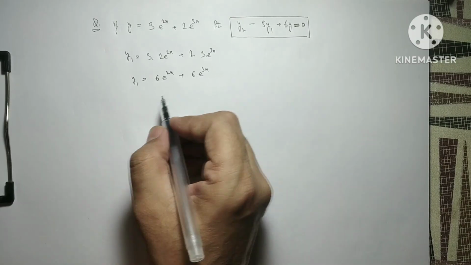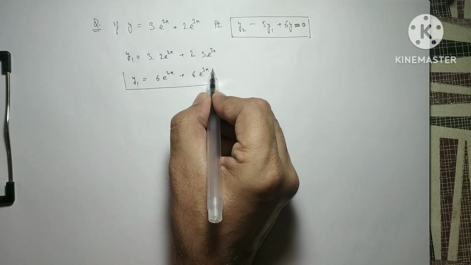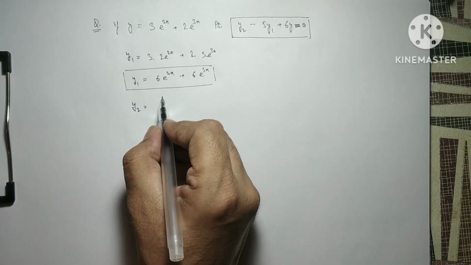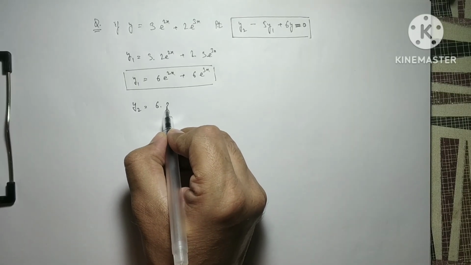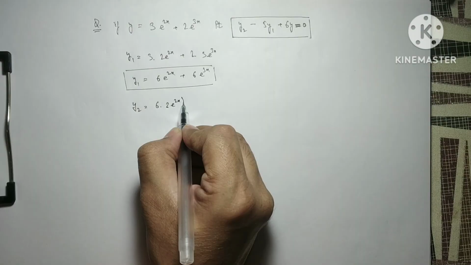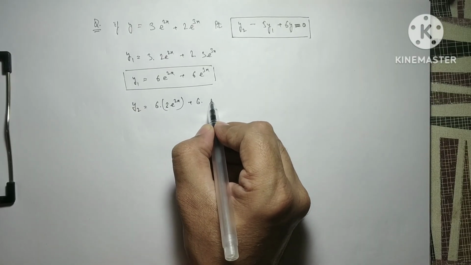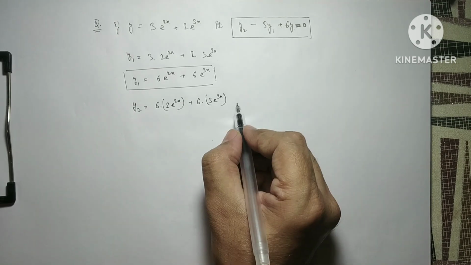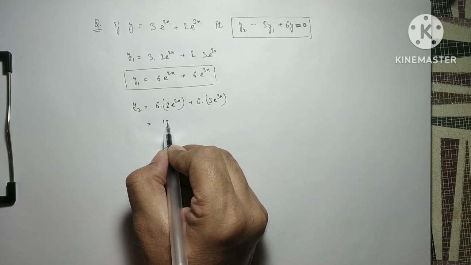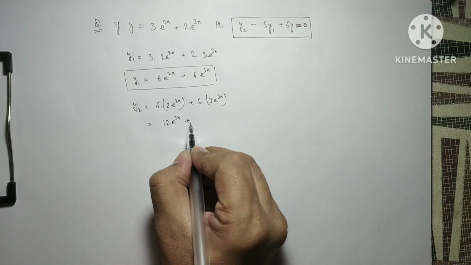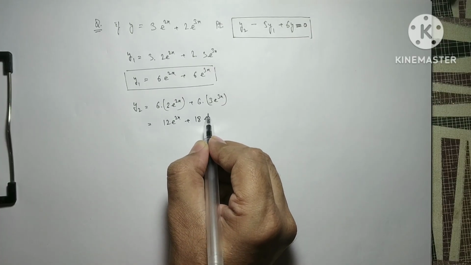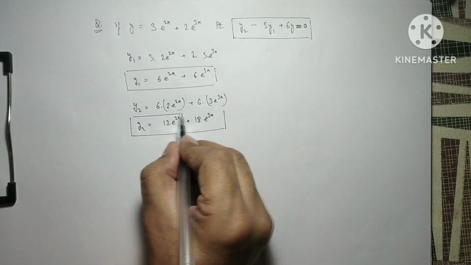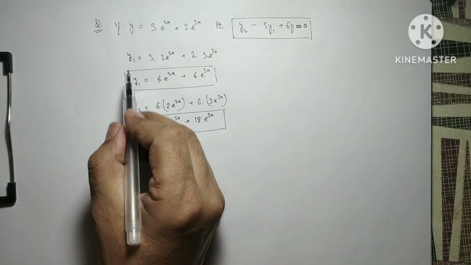So 6 is in common. Now y2 on second differentiation: we get 6 into 2 e to the power 2x plus 6 into 3 into e to the power 3x. So you get 12 e to the power 2x plus 18 e to the power 3x. This is the value of y2. So you have y2, y1 and y.